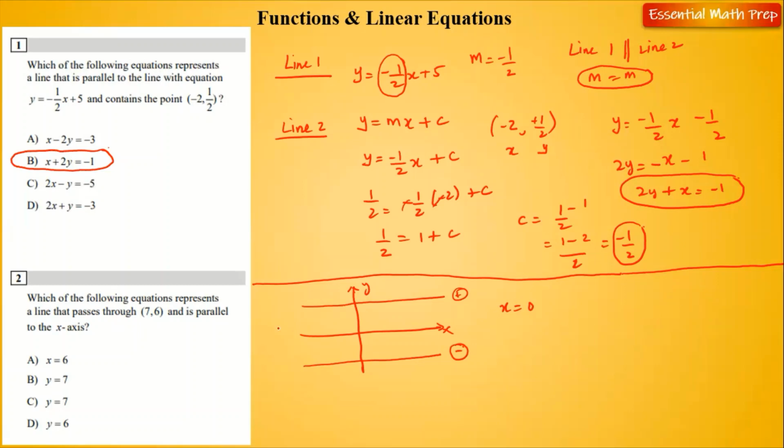That means only y equals 6 is the answer, because negative 6 is not provided here. So it can only go through a series of x values along the x-axis, but it only goes through the one y value. So y equals 6 is the correct answer.